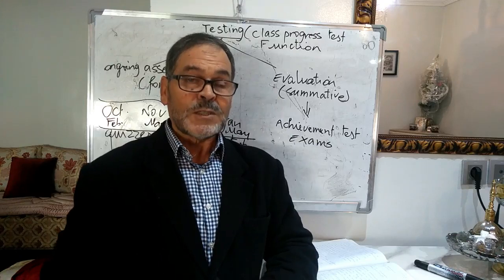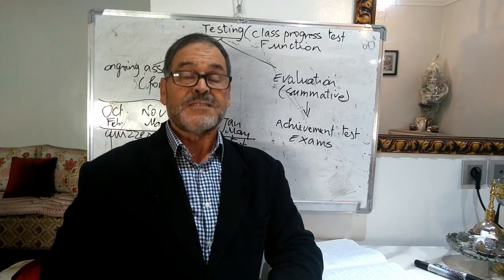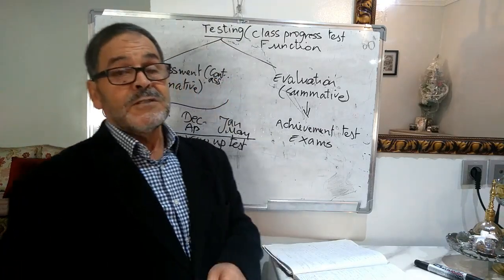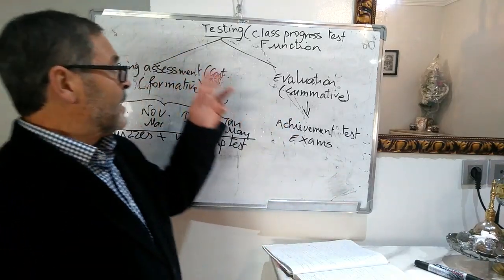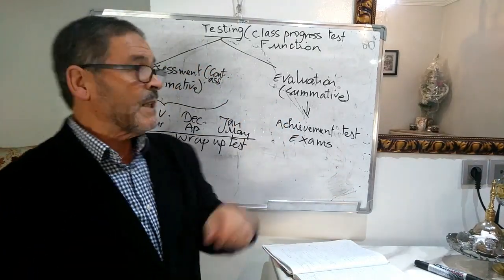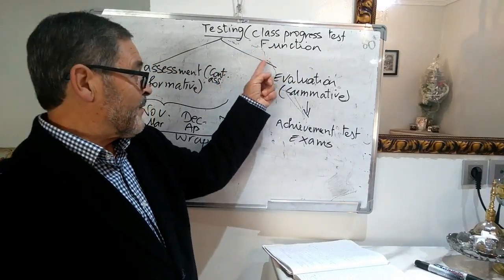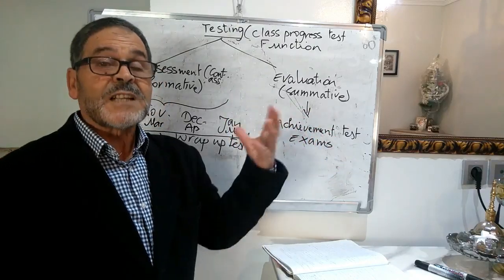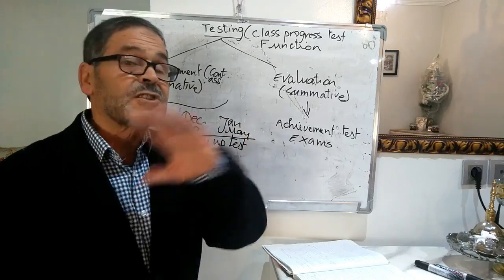So what we are doing in the classroom, like teaching, testing, and so on. So today we are going to talk about testing. You know, testing consists of two things. We have, as you see on the blackboard, classroom progress test and function. So testing is divided into two sections. We have classroom progress test, which is very important, and we have the function of testing.